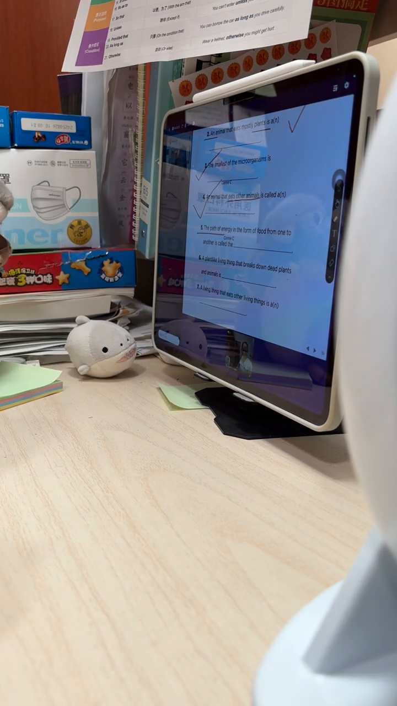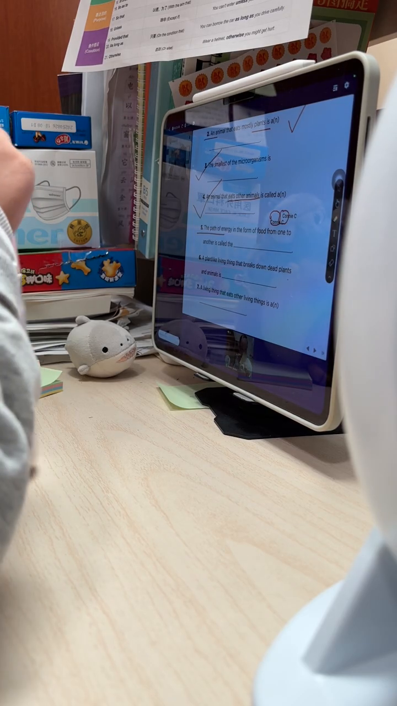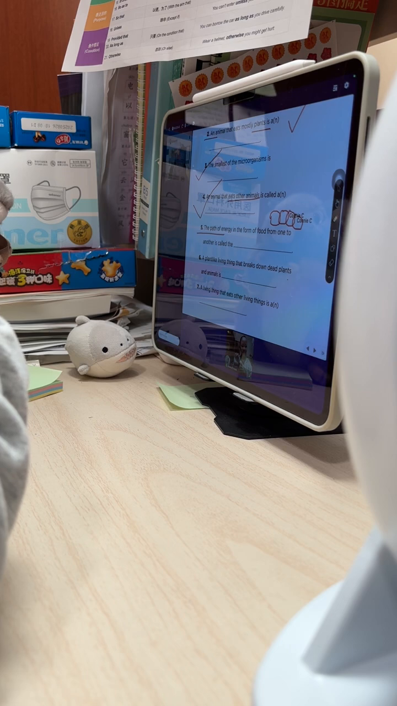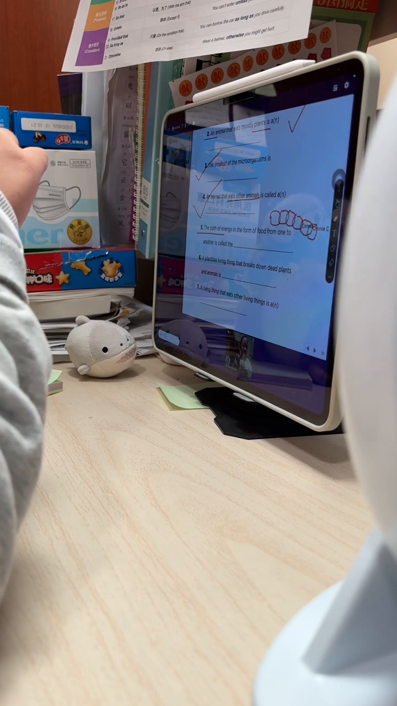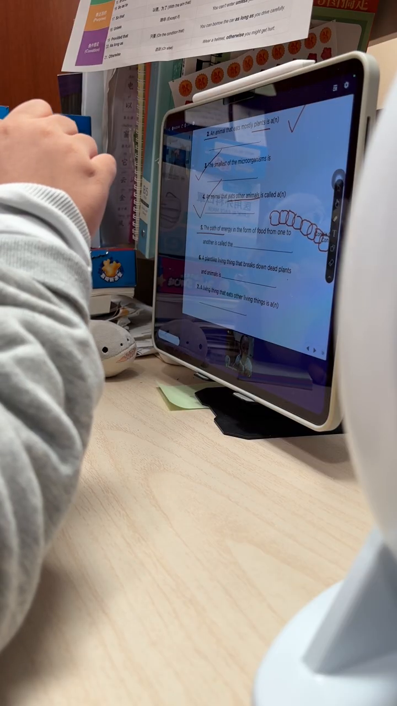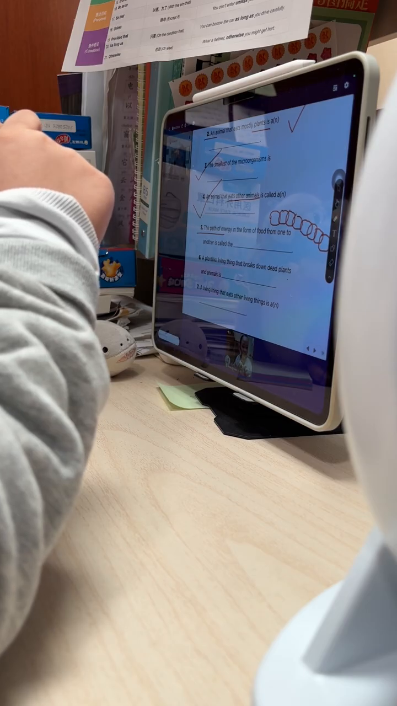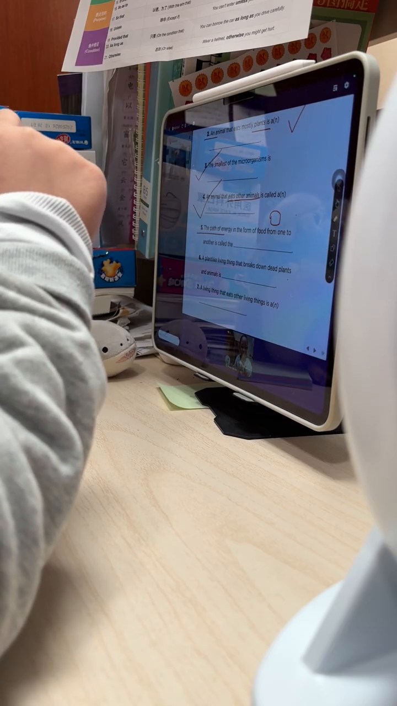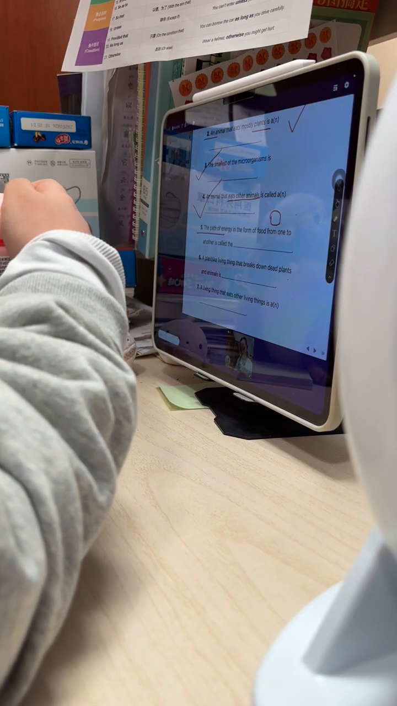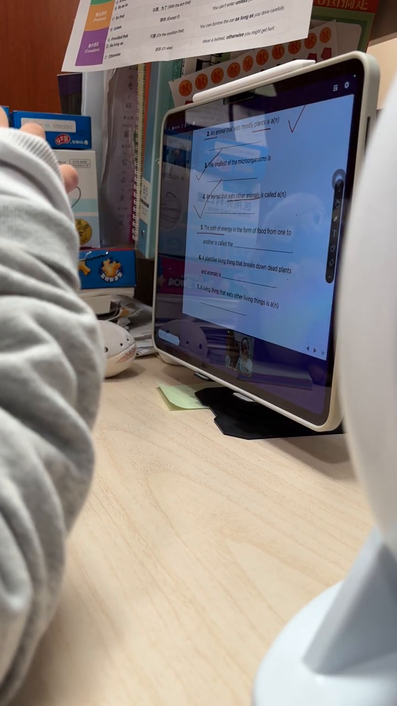The path of energy in the form of food from one to another is called the food chain. It looks like this. So is that a food web or a food chain? It's a chain. A food chain, right? They're all connected together, right? Like a chain. Yeah, very good.